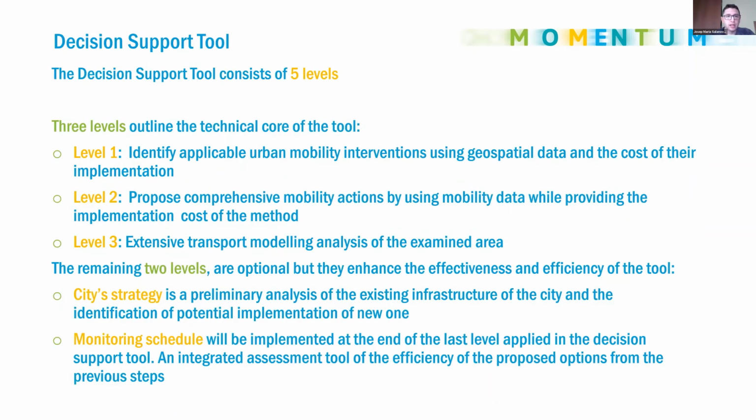We designed the tool in order to be used by any city. So we have foreseen 5 levels in the tool. 3 of the levels are technical, are the ones that are related to the availability of data and modeling at the cities. So level 1 is the higher level in which a small data set is needed. Level 3 is the more detailed one in which the cities need a model. So any city can use any combination of these levels. If there are data available, level 1; if there are models available, level 1, 2, and 3, because these levels are applied one after each other.